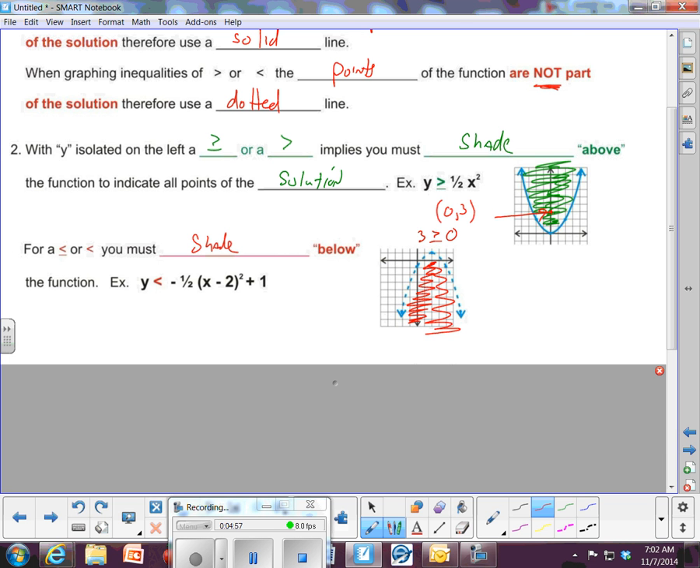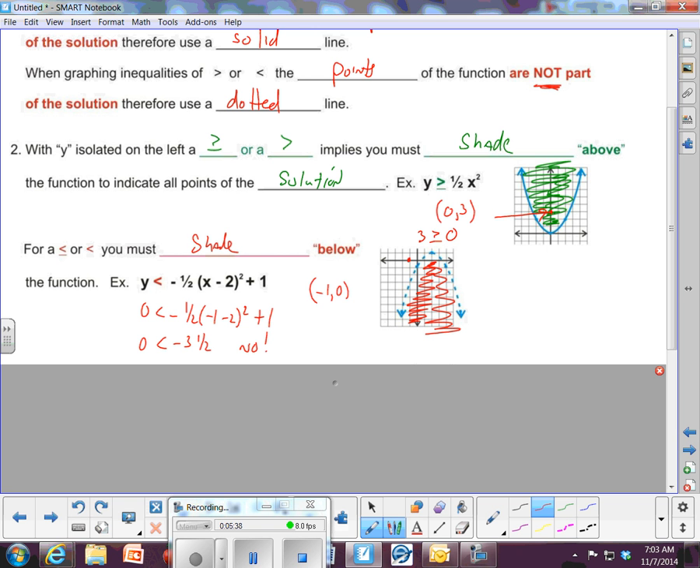Again, if you're nervous about that, you can choose a test point and see if it makes it true. I'll show you a false test point. What if I took this point right here? This is the point (-1, 0). Now this should be false. Let's stick it into the inequality. 0 less than or equal to 1/2 times (-1 - 2) squared plus 1. Negative 1 minus 2 is -3. -3 squared is 9. 9 times -1/2 is -4.5, plus 1 is -3.5. Is 0 less than -3.5?